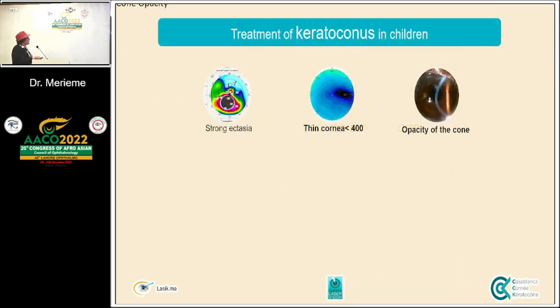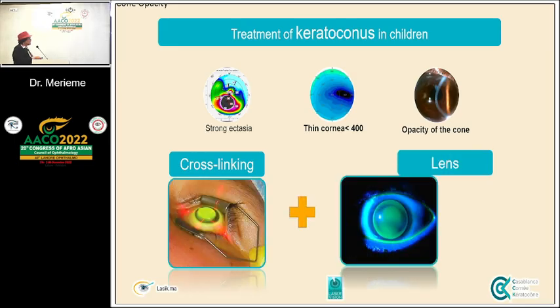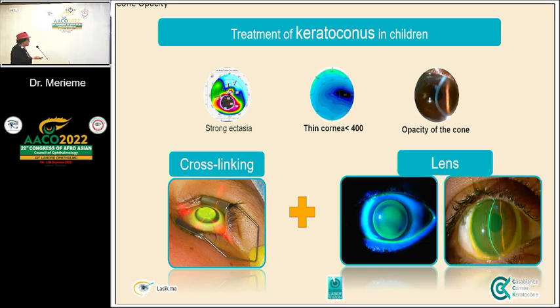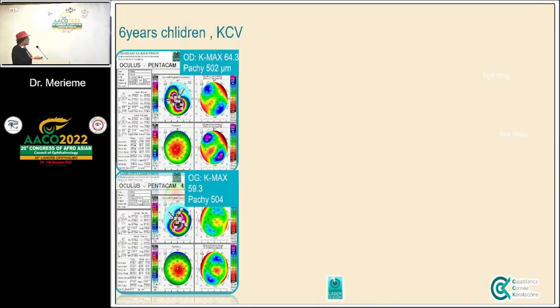So treatment for keratoconus in children, even when we have a strong ectasia, thin cornea and opacity of the cone: cross-linking plus the lenses, rigid or scleral lenses, is the treatment for the children. Prior preparation of the ocular surface is the first step, and stop eye rubbing and continuous follow-up, because we can have progression after.